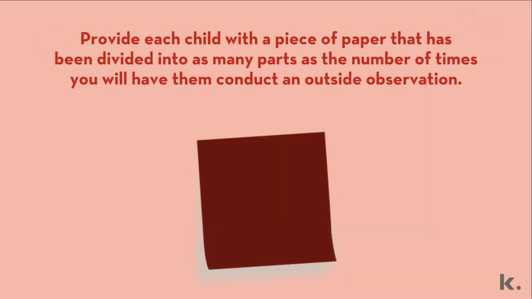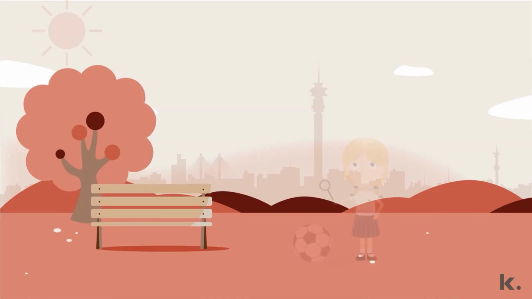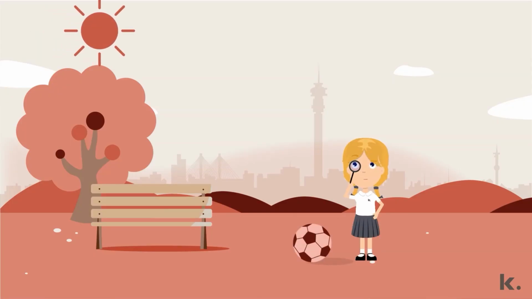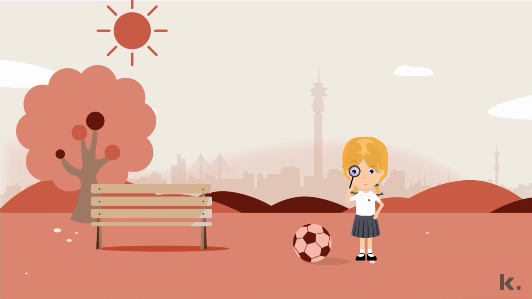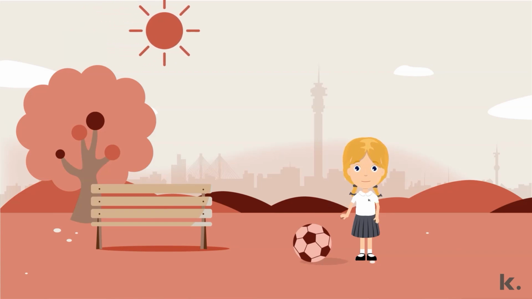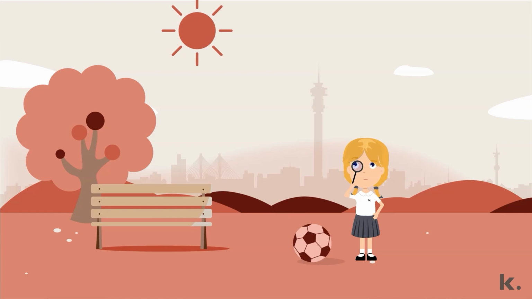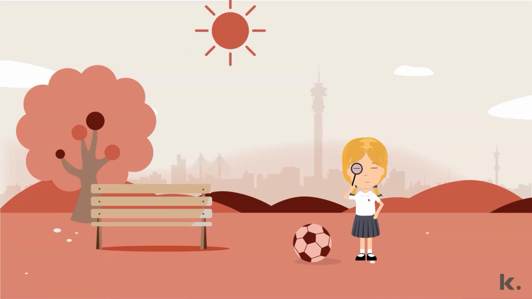Provide each child with a piece of paper that has been divided into as many parts as the number of times you will have them conduct an outside observation. Have the children choose an object outdoors and draw the shadow of this object, documenting how the shadow moves and changes with the changing position of the sun.